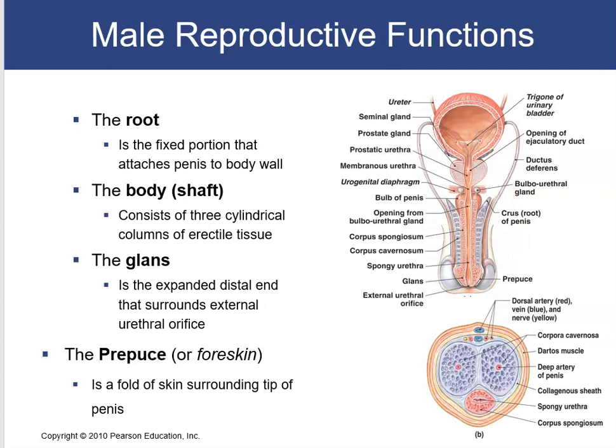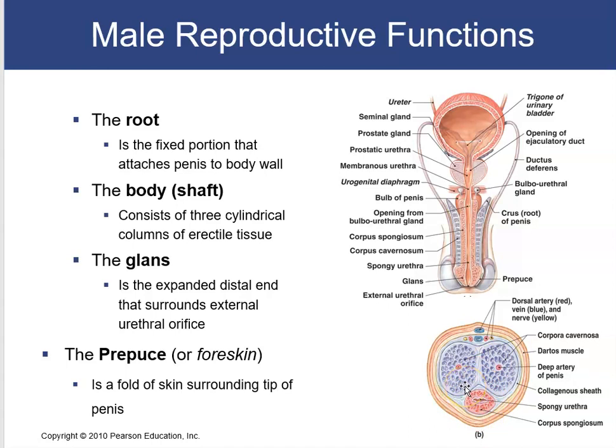Parts of the penis: The root is the upper portion, also known as the crus. This is the fixed portion that attaches the penis to the body wall. The body itself is known as the shaft. It contains 3 cylindrical columns of erectile tissue, which we can see here in cross-section. 2 are known as the corpora cavernosa, and 1 is the corpus spongiosum.